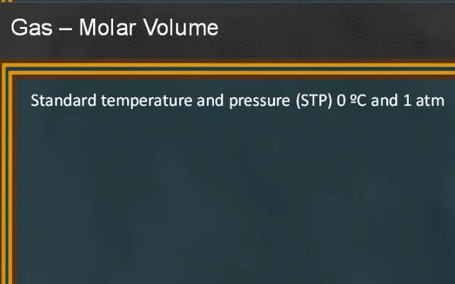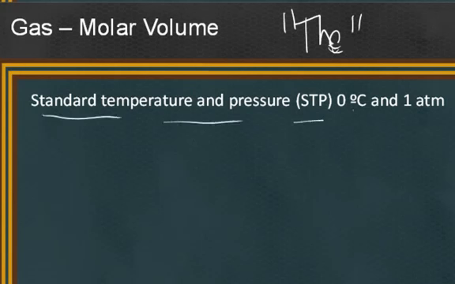Molar volume. Molar volume is the volume occupied by 1 mole of an ideal gas. Now the volume occupied by 1 mole of an ideal gas, of course, is going to depend on the temperature and the pressure. The molar volume, in particular, is defined as the amount of volume occupied by an ideal gas at standard temperature and pressure, or sometimes called STP.